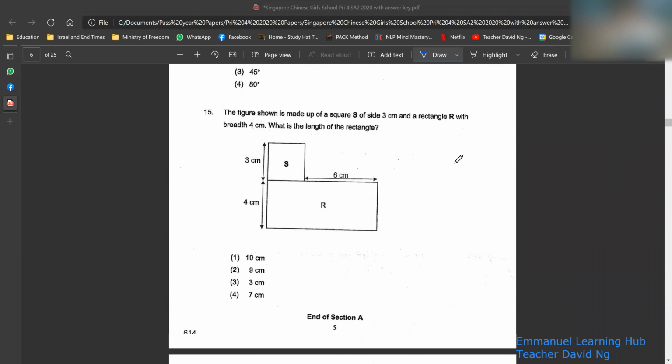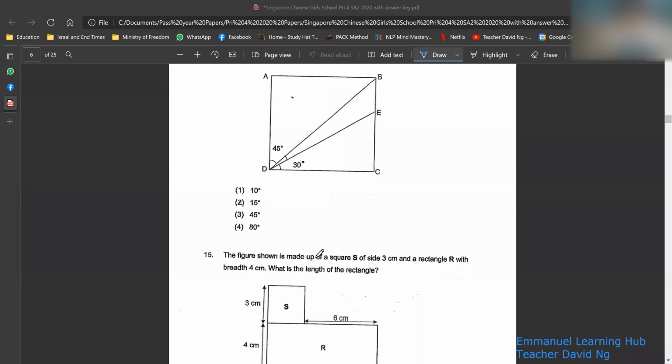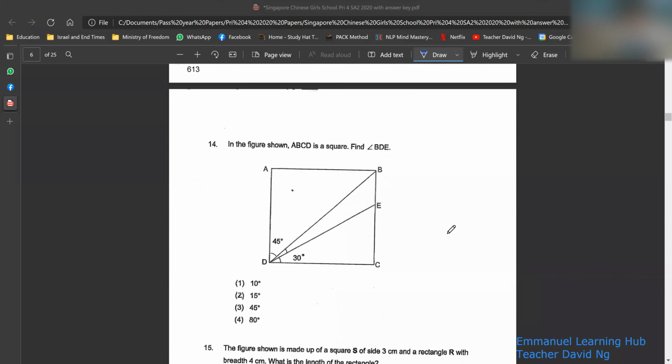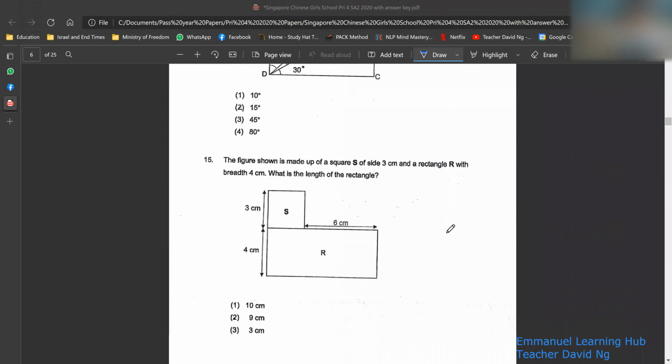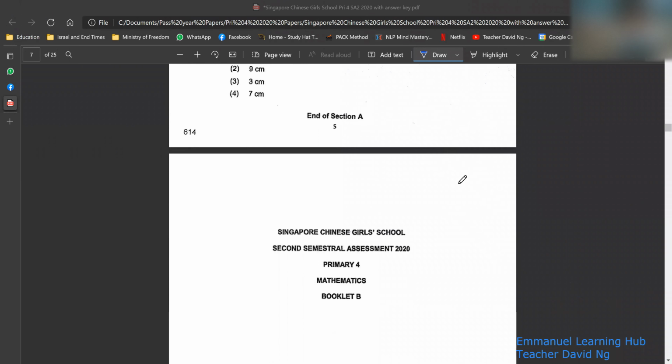Brilliant. So your math seems to be improving. The math is improving now, right? You can see, right? You can do this kind of question now. I'm also very happy for you. Last time you couldn't do one. Now this kind of question you can do. Okay, so let's move on to section B.